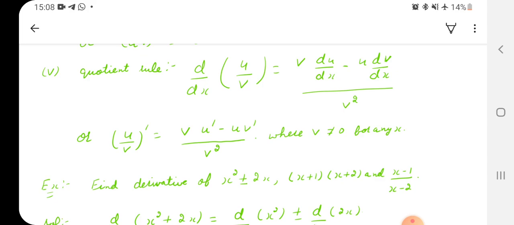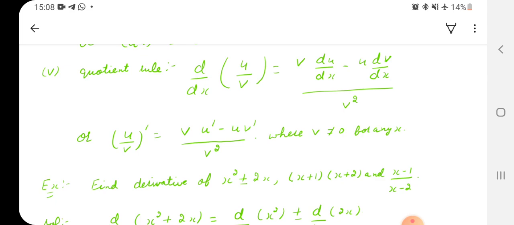Or in other words, I can write (u upon v) dash equals v as it is, that means the denominator as it is, into u dash, minus the numerator as it is, u v dash, upon v square. So this was the rule for the derivative of the division of two functions.